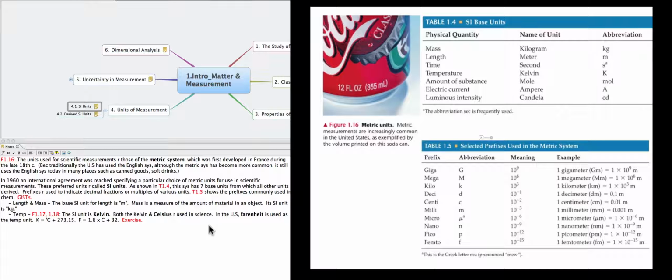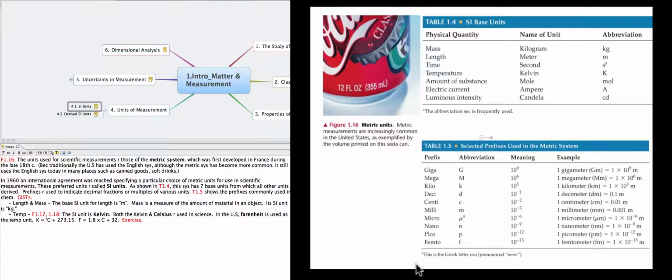The units used for scientific measurements are those of the metric system, which was first developed in France during the 18th century. Because traditionally the US has used the English system, even though the metric system has become more common, the US still uses the English system today, as you see on many food products. This is the English system, and this is the metric system.